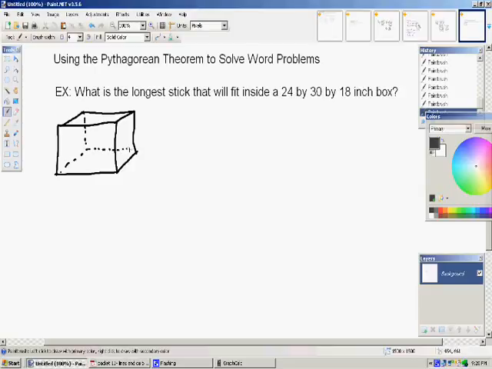And then I'm going to dot so I can see the inside here. Okay, so we're told that it's 24 by 30 by 18, which means that one of the sides right here is 24 inches, and the width of the box is 30 inches, and then the height is 18.